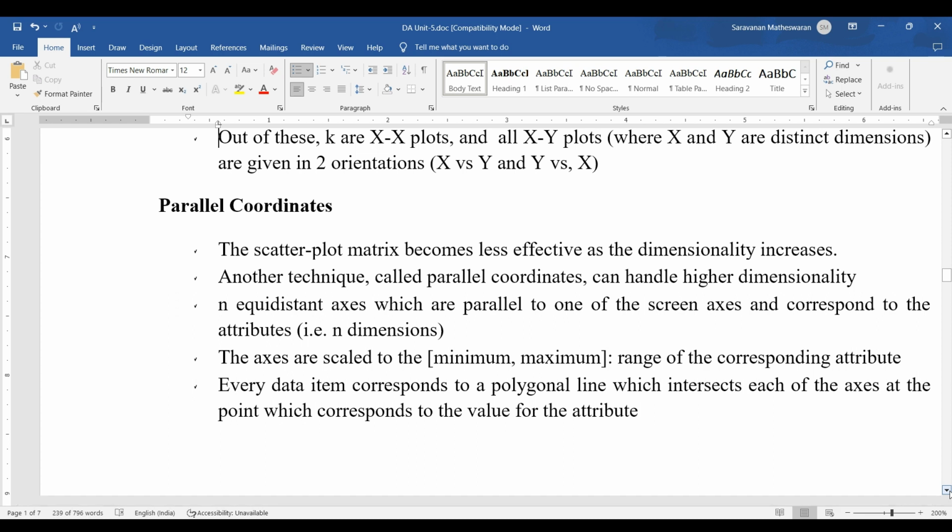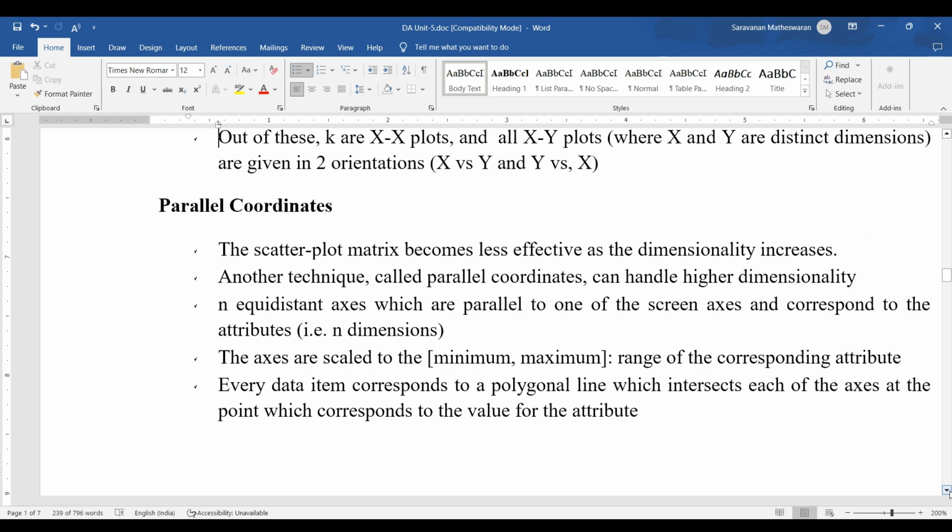Having high dimensionality, the parallel axes are laid out along the screen axis, corresponding to the attributes. The axis may be scaled from the minimum to the maximum. The range between them is the attribute. Suppose we give a 0 to 100 input, the interval is automatically taken as 5, 10, or 15, based on the input.